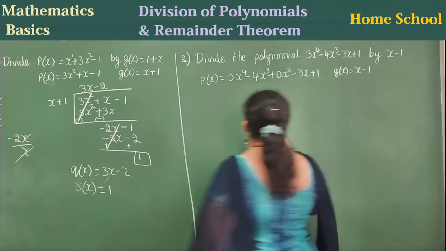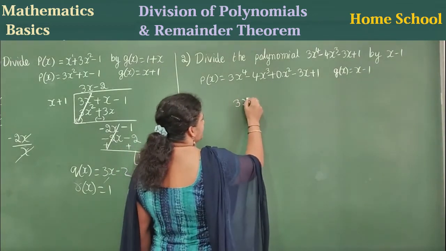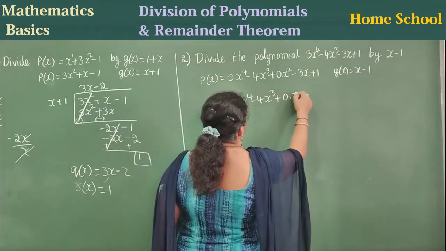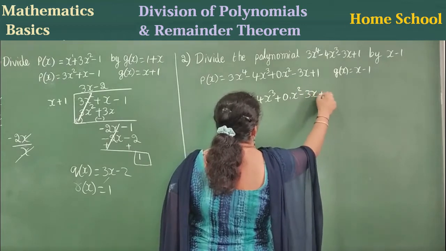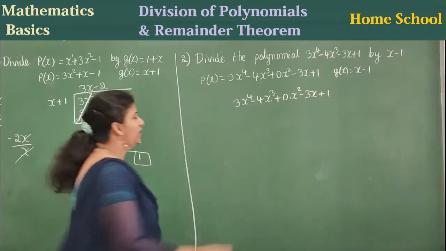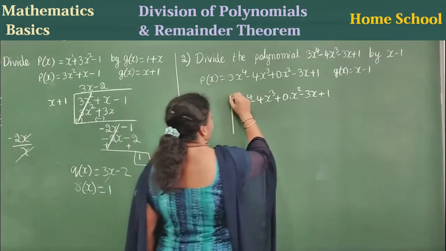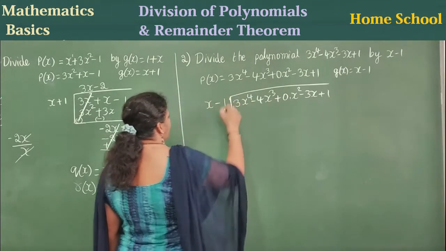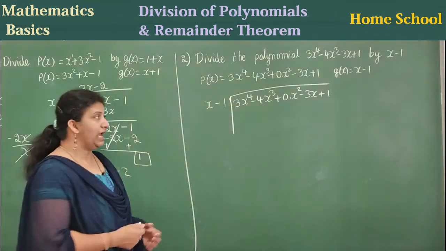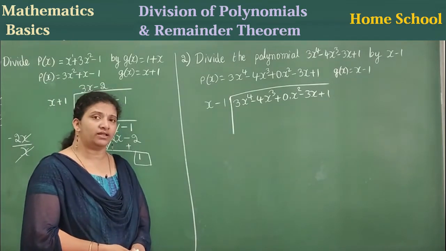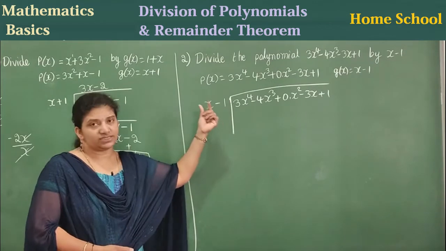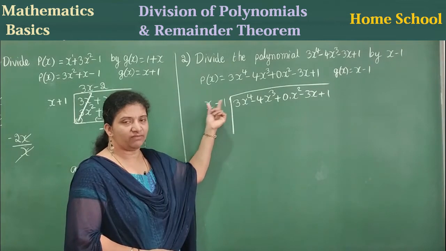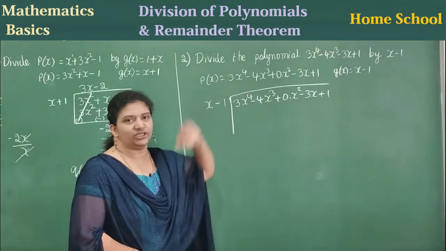Now write in this format. That is 3x power 4 minus 4x cube plus 0x square minus 3x plus 1. Okay. Divided by, right? So let me write like this. And g of x is the divisor. I will write here. Yes. Now how to divide this polynomial? How to divide? The rule is the same. Every time, divide the first term of the dividend by the first term of the divisor to get the quotient term.